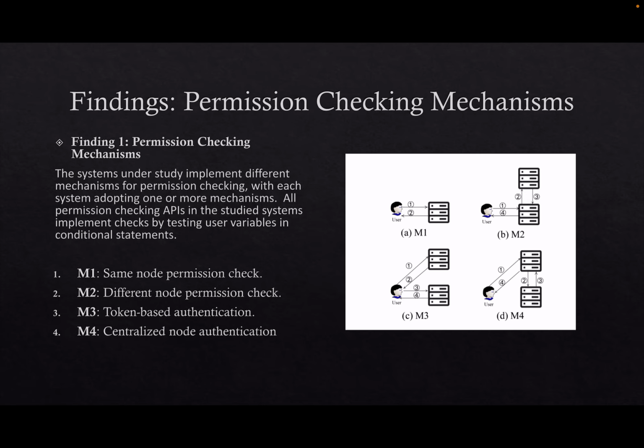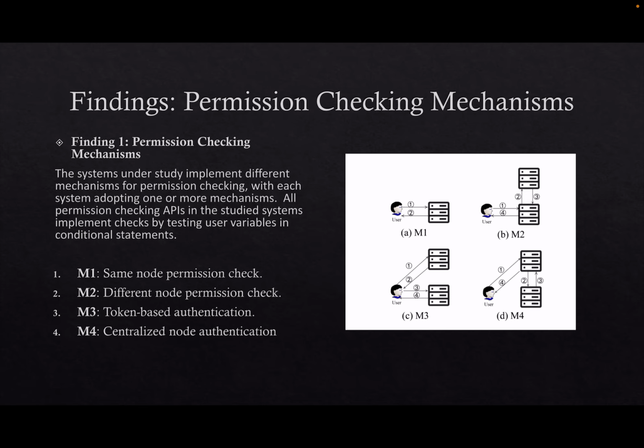M1, permission checks are conducted on the same node, that is, the user will send a request and the server will invoke the permission checking API to check the user's privilege. M2, permission checks are done on another node. This means that rather than the server node invoking the method itself, it will send the request to an authorization node using a mode of communication. It will then receive a response and act accordingly.